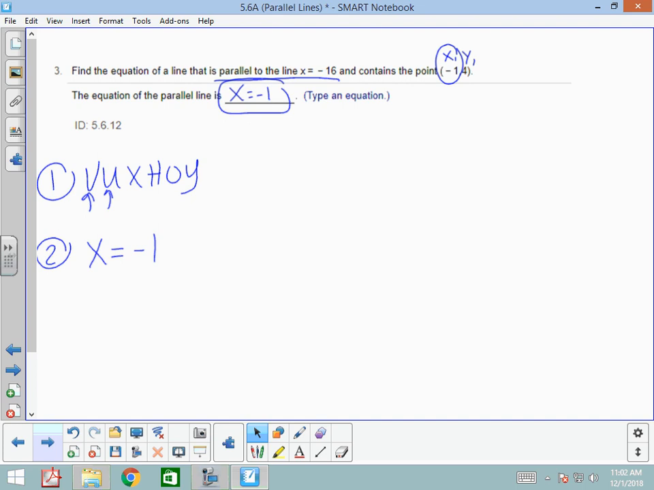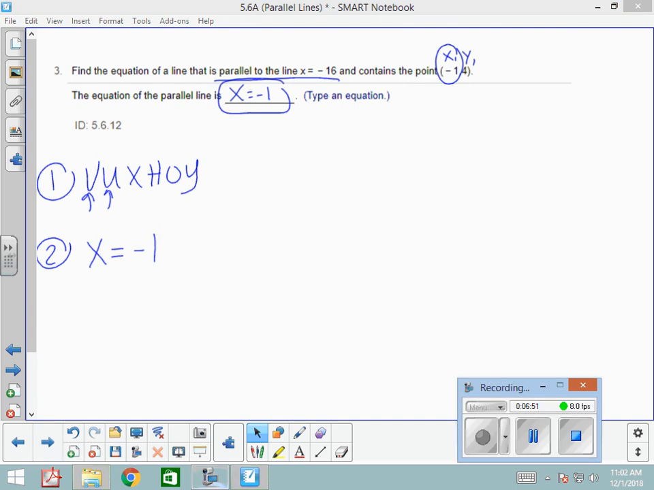Easy squeezy lemon peasy. Okay, so now you're ready to do the homework for these examples. I did add some more problems besides just the parallel line problems. There are some problems for review, so you can get extra practice on those. Yay!